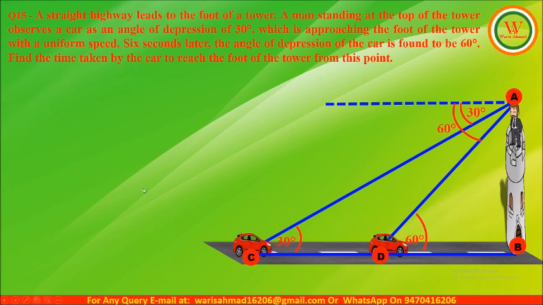Now let us see the solution of this question. In the solution we can write down: let AB be the tower and V is the uniform speed of the car and T is the required time. Means T is the time taken by the car to reach from point D to B.